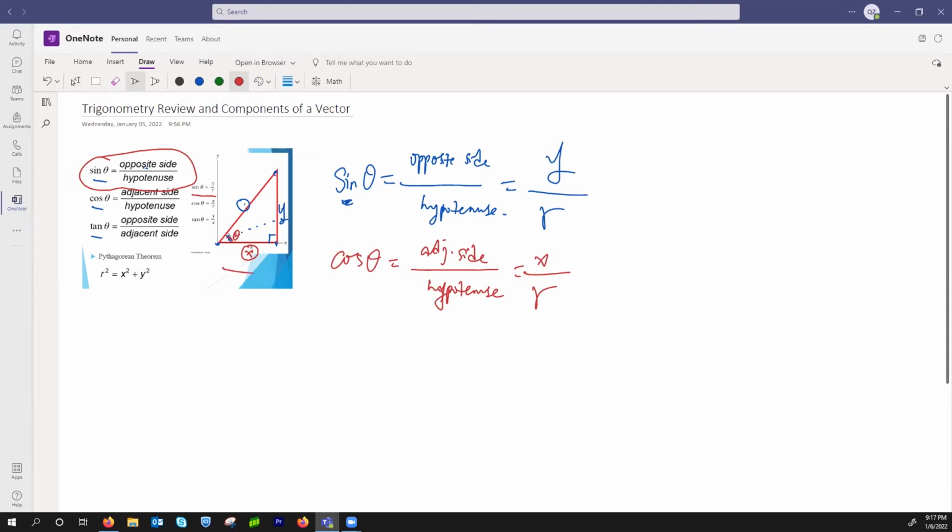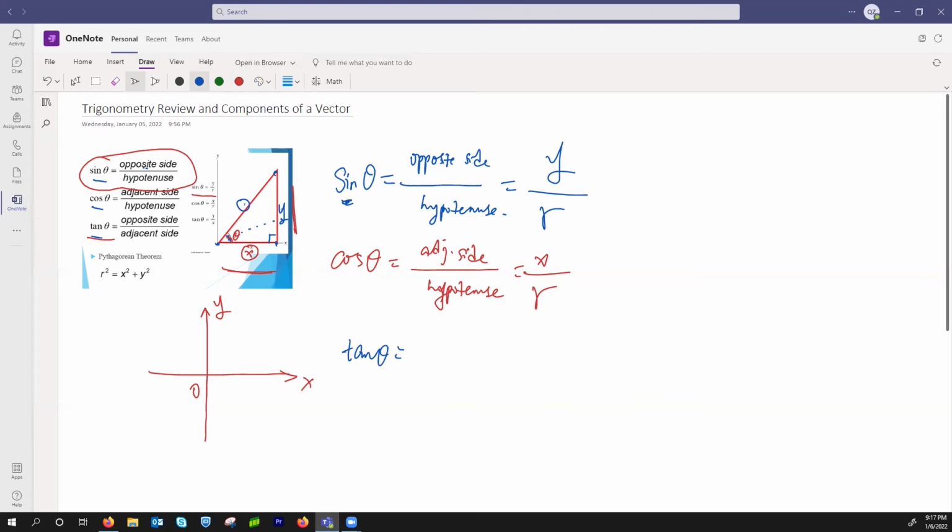In general, if it's horizontal, we call it x. Vertical, we call it y. So just like a coordinate system, we have a 0, which is the center, and here horizontal is x and vertical is y. Next one, tangent theta.